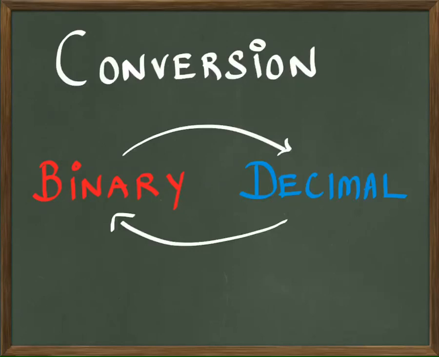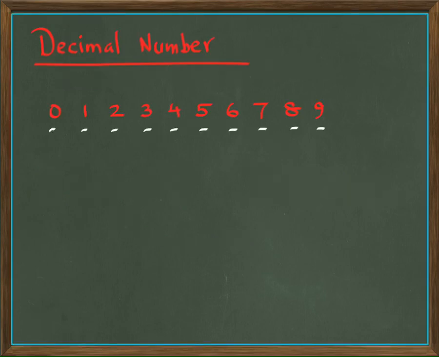Hello everyone. We are starting the topic of conversion from a binary number into a decimal number and vice versa. What exactly is a decimal number? A number that is based upon the digits 0, 1, 2, 3, 4, 5, 6, 7, 8 and 9. The different combinations of these give rise to different numbers that we come across in everyday life.